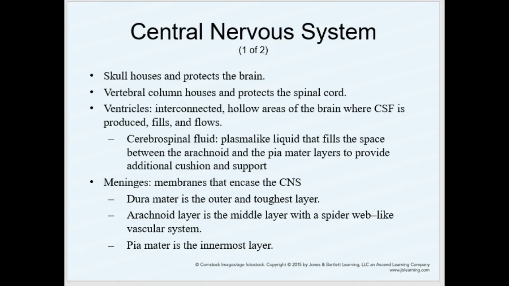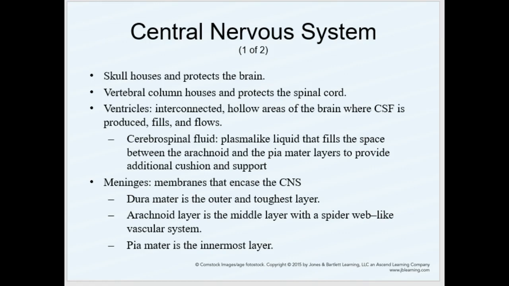Okay, the meninges are 3 layers of a protective membrane or membranes that encase the central nervous system, both the brain and the spinal cord. Dura mater is a very tough outer layer, and it actually reminds me of the consistency of a garbage bag. It's pretty tough if you pull on it, and it won't really stretch out.